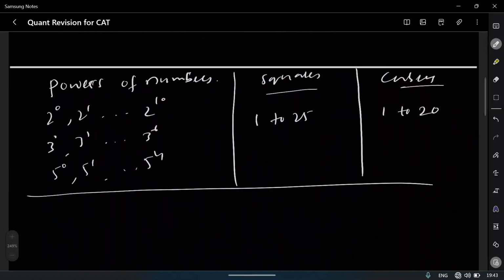I recommend you to remember the powers of numbers. So remember the powers from 2 power 0 to 2 power 10, and 3 power 0 to 3 power 6, 5 power 0 to 5 power 4. And remember all the squares from 1 to 25. And remember all the cubes from 1 to 20.